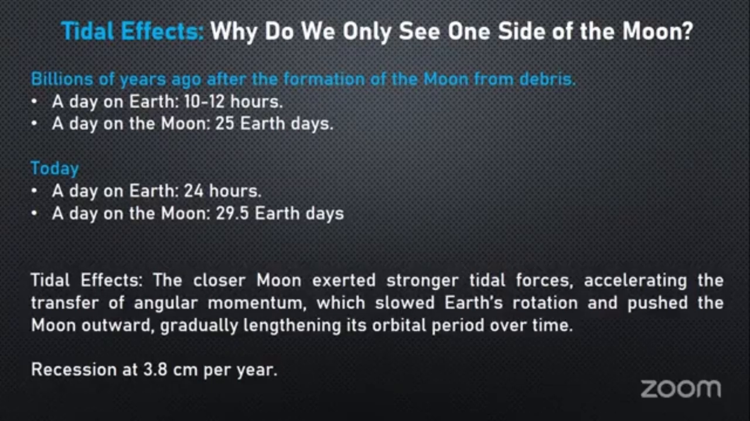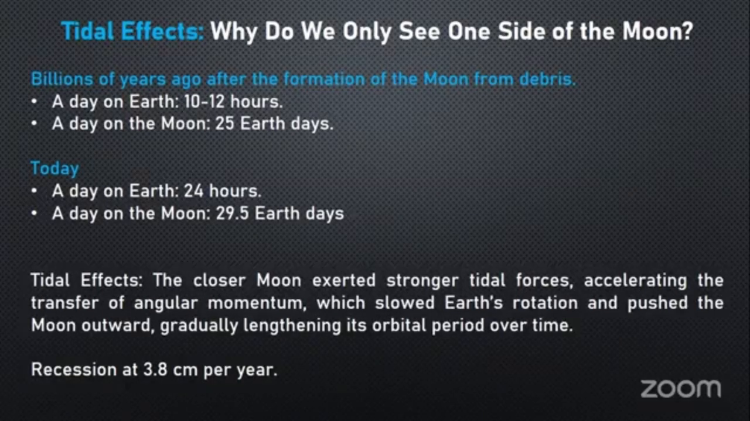But a day on the moon was 25 Earth days, whereas today it is about 29.5 days. That is 1 month. So back in those days, billions of years ago, they were spinning much faster, and they were much closer. But here is what the tidal effect does. The closer moon exerted tidal forces, accelerating the transfer of angular momentum, which slowed Earth's rotation and pushed the moon outwards. So this gradually lengthened the orbital period over time.